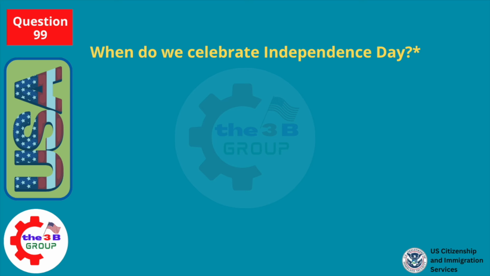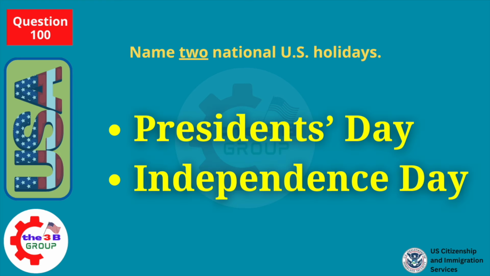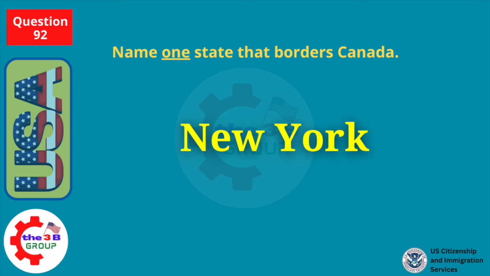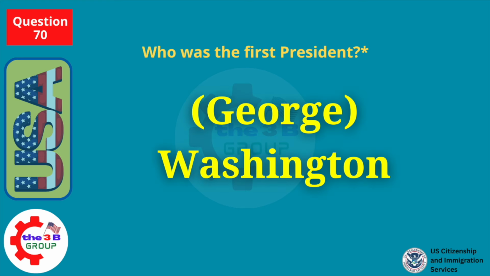When do we celebrate Independence Day? July 4th. Name two national U.S. holidays. President's Day, Independence Day. Name one state that borders Canada. New York. Who was the first president? George Washington.